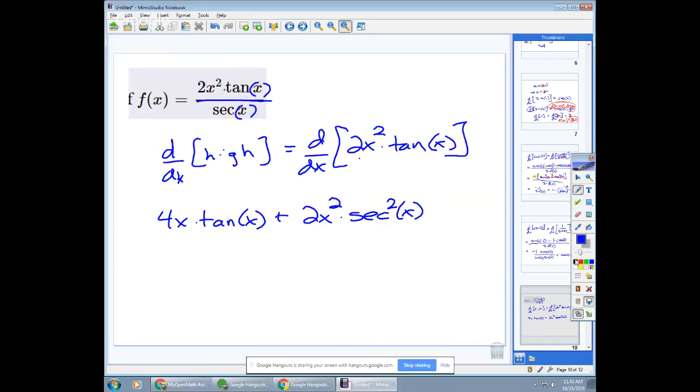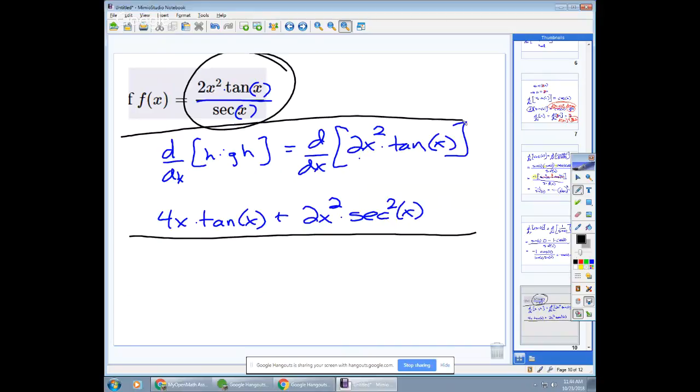Right there. So now I can apply the quotient rule to the whole thing. So that's just a stage in the derivative. I'm going to switch to black here. The quotient rule says take the low function times d high. So low is just secant of x, but then I have to multiply it by all of that. So parentheses 4x tangent of x plus 2x squared secant squared of x.